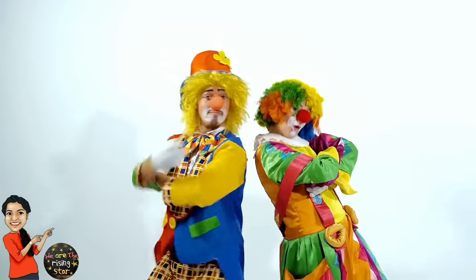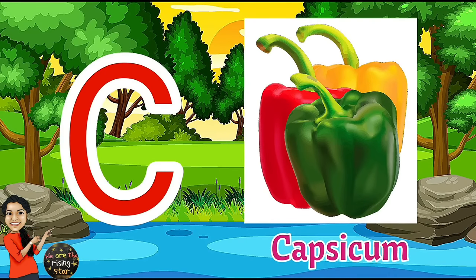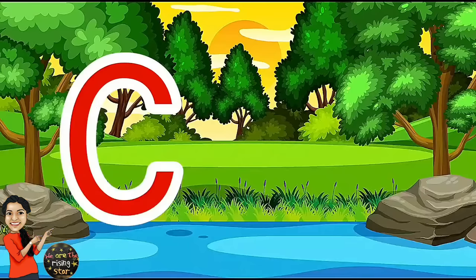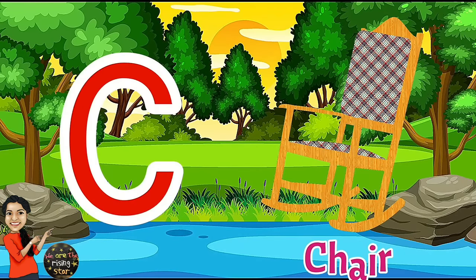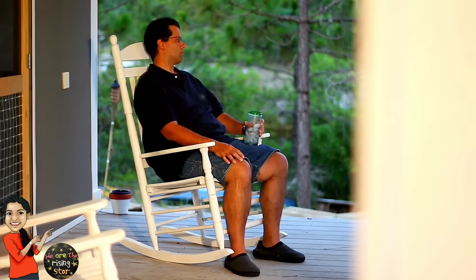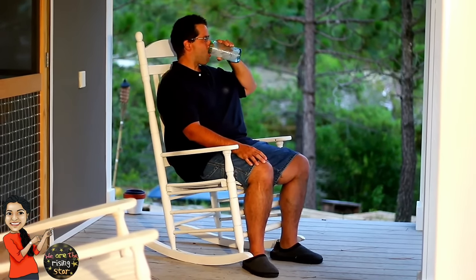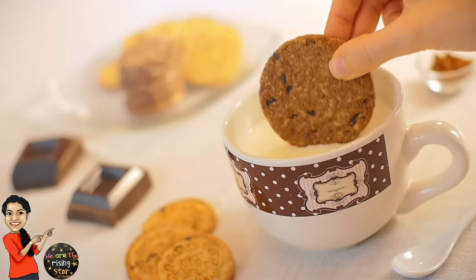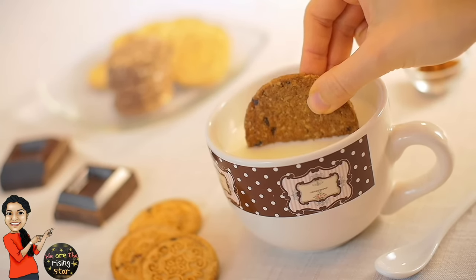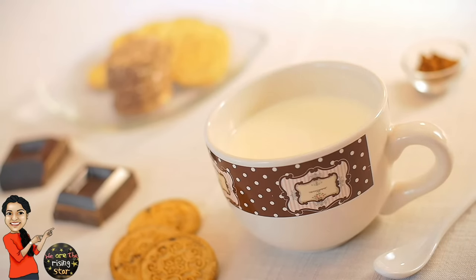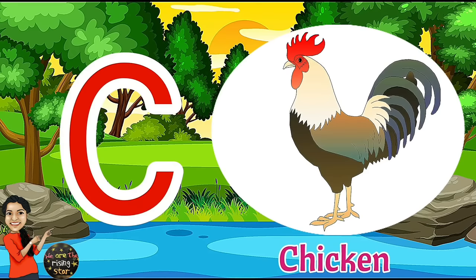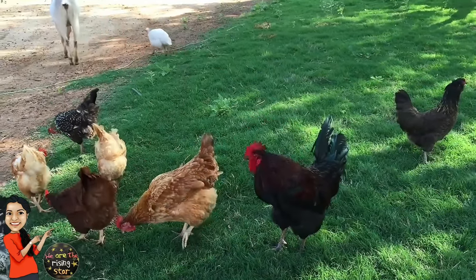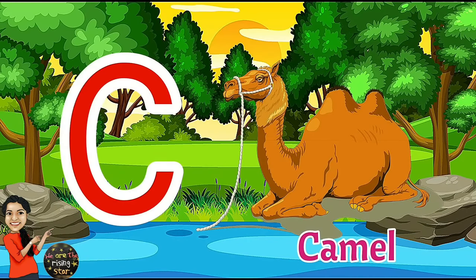C for capsicum. C for chair. C for cookie. C for chicken. C for camel.